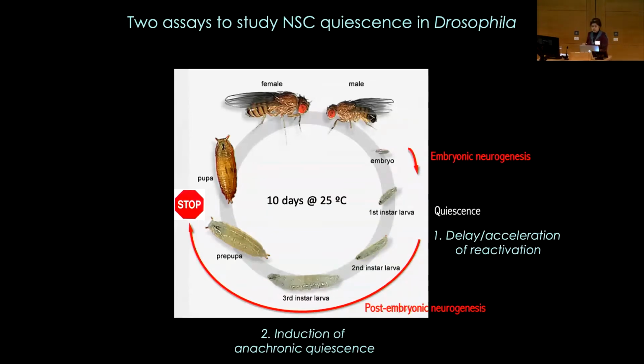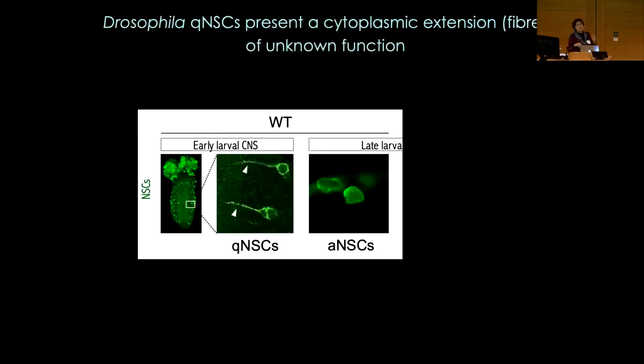Now, interestingly, the cells change morphology when in quiescent or active states in neural stem cells. This is in the fruit fly. They have a fiber, which may remind you of the radial glia fiber that you're used to seeing in mammalian cells, which they don't have in active cells. In this talk, we're not going to address the function of the fiber, which we're very interested in, and there are a lot of ideas around, and it may have multiple functions, but we're using it as a marker.